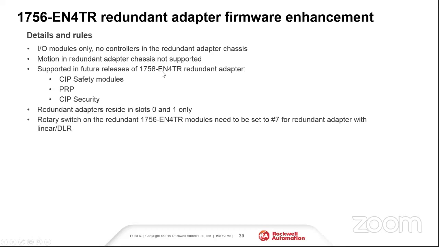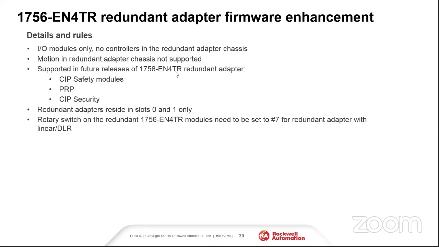The 1756 EN4TR, one of the other reasons why this became a big hit for us last year when we introduced it, is that it also supports SIP security. So we introduced that in a previous user group. I think we have it slated for a month from now or so to go into a deeper dive on this. If we're looking at the EN4TR at the controller level, we'd be able to support the SIP security.